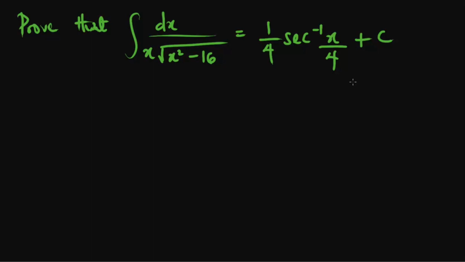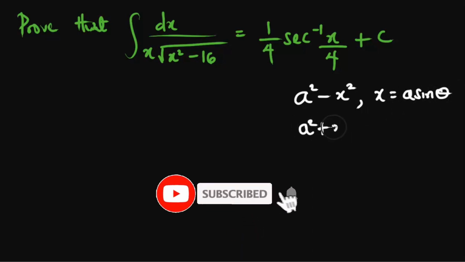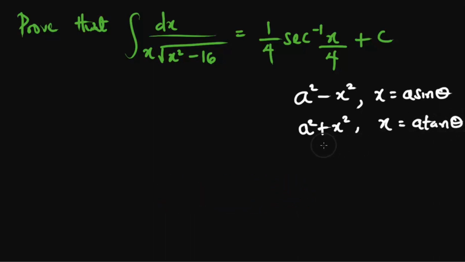In trigonometric substitution, there are 3 points that we need to note. When we know these 3 points, we'll be able to solve any problem on trigonometric substitution. The first point is that whenever we have the expression a squared minus x squared, we're going to substitute x as a sine theta. Whenever we have a squared plus x squared, I'm going to substitute x as a tan theta. And whenever we have x squared minus a squared, we're going to substitute x with a sec theta.